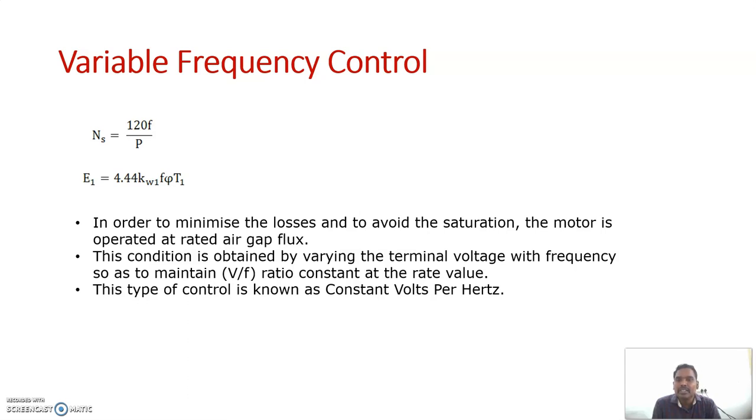In order to minimize the losses and avoid saturation, the motor is operated at greater air gap flux. This condition is obtained by varying the terminal voltage and the frequency so as to maintain the E by f ratio constant at the rated value. This type of control is known as constant volt per hertz.